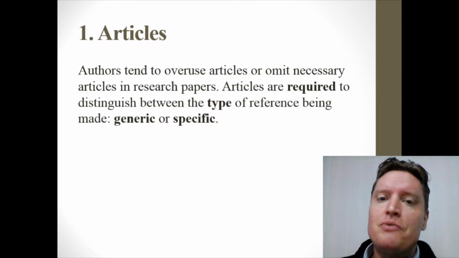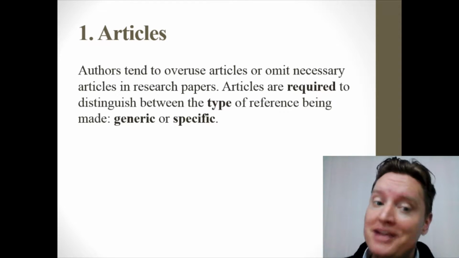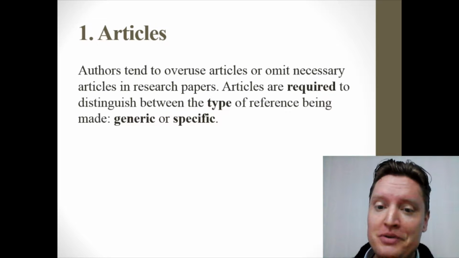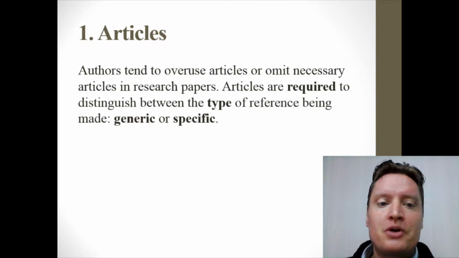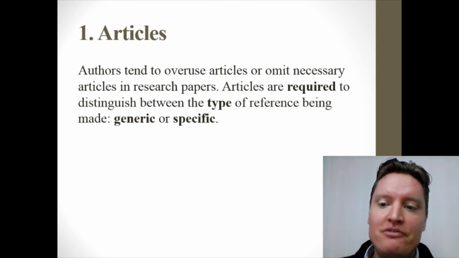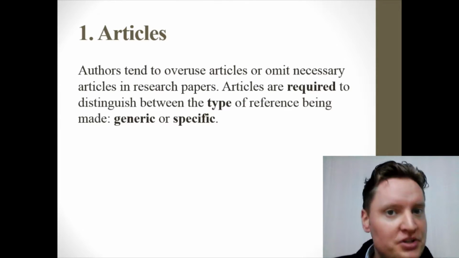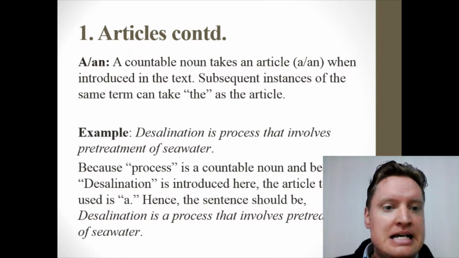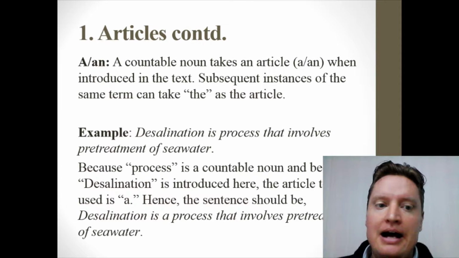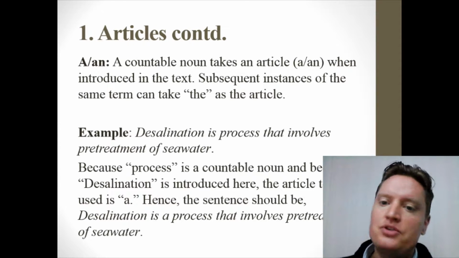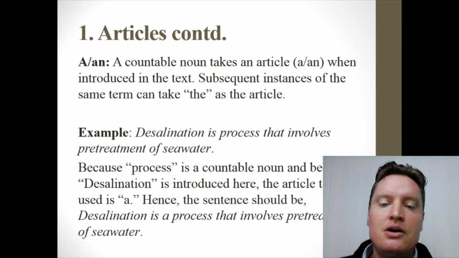Authors tend to overuse them. Sometimes they omit very necessary articles in research papers. Now, articles are required to distinguish between the type of reference being made, either generic or general, or specific, very precise. The first one is a, and that is what we call the indefinite article. We use it with countable nouns and when it's introduced in the text. Subsequent instances of the same term will use the.